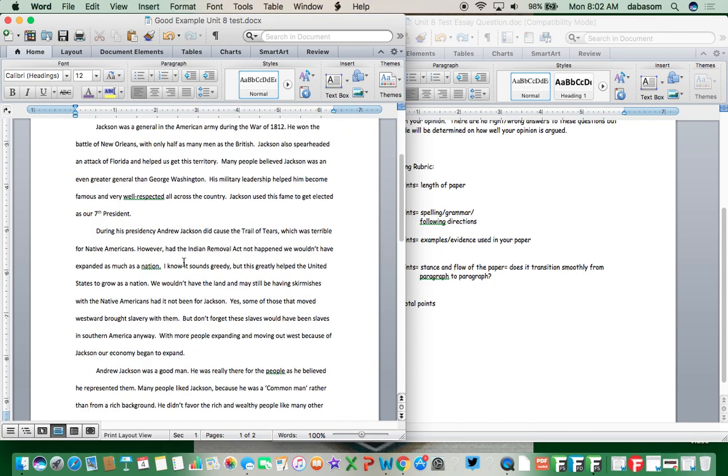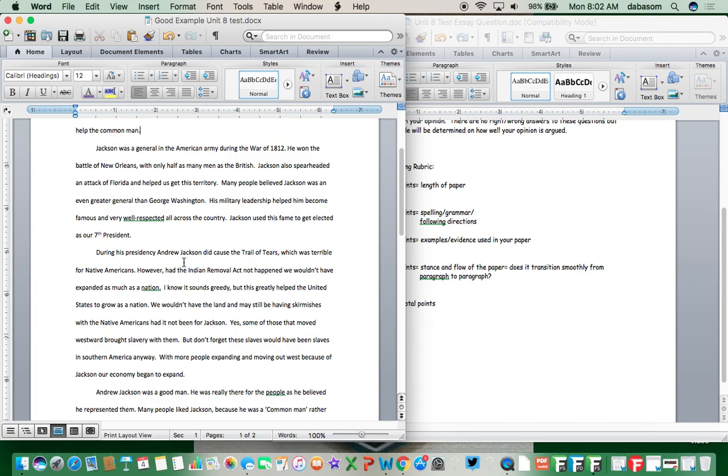Jackson was a general in the American Army during the War of 1812. He won the Battle of New Orleans with only half as many men as the British. Jackson also spearheaded, meaning he started, an attack of Florida and helped us get this territory. Many people believe Jackson was an even greater general than Washington. His military leadership helped him become famous and very well respected all across the country. Jackson used this fame to get elected as our 7th president.